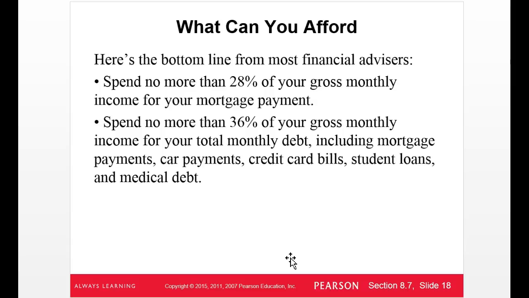and no more than 36% of your gross monthly income for your mortgage, your car payments, your credit card bills, student loans, any of that stuff, all together for debt. So 28 and 36 are the two numbers, and a big chunk of that 36% is your mortgage. It's included in there.